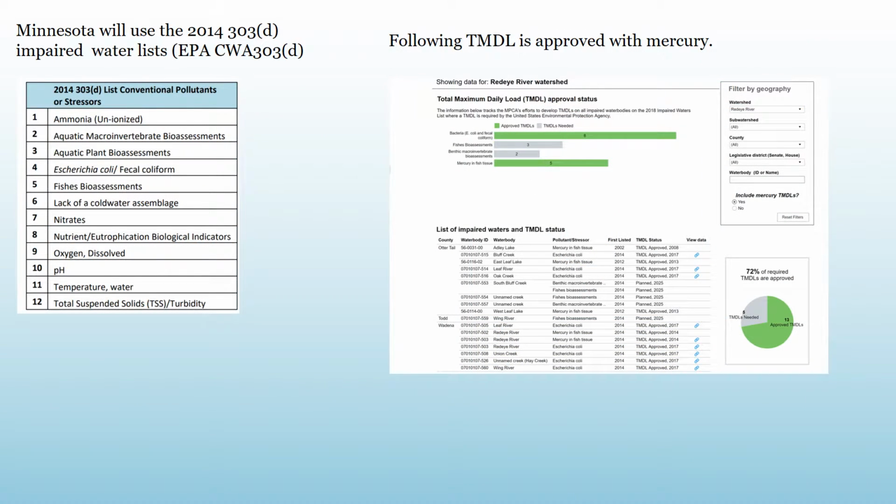On the right-hand side, the TMDL for mercury is approved by the EPA and the Minnesota department, which sets how much mercury can go into the river. On the left side, the Minnesota department uses TMDL through the list of impaired waters.